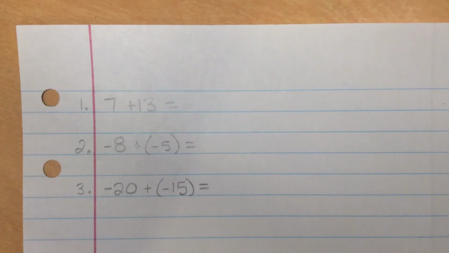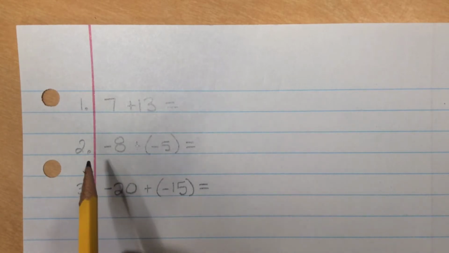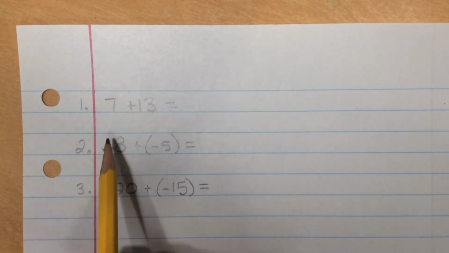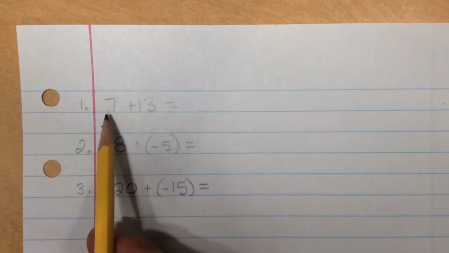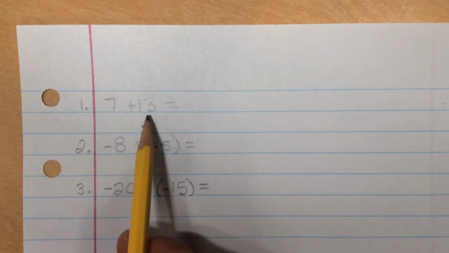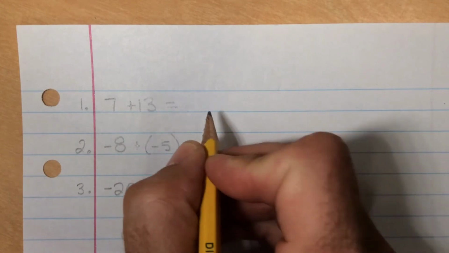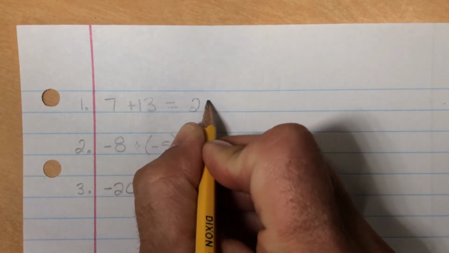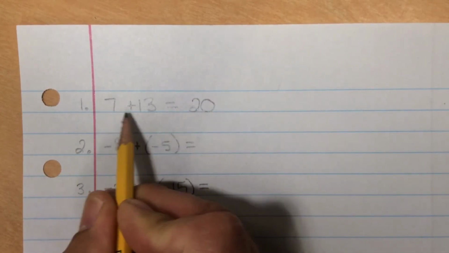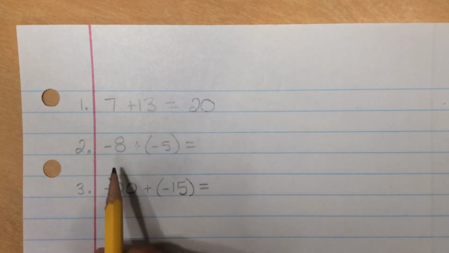Okay, here are those on your own problems 1, 2, and 3. Remember, we're adding integers with the same sign. So we add the number parts and we keep the common sign. 7 plus 13 is 20. And they were both positive, so my answer is positive.